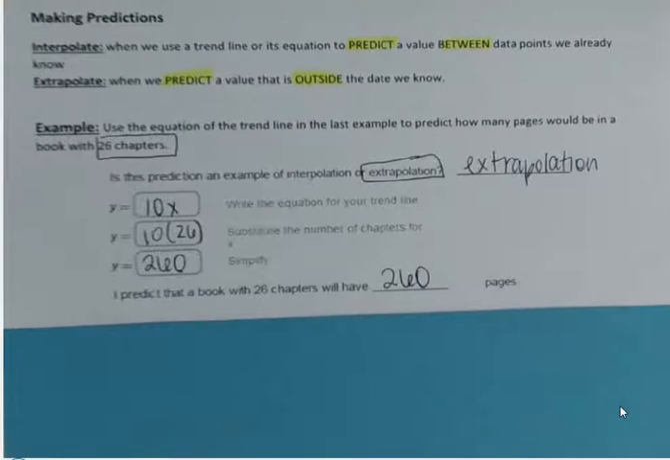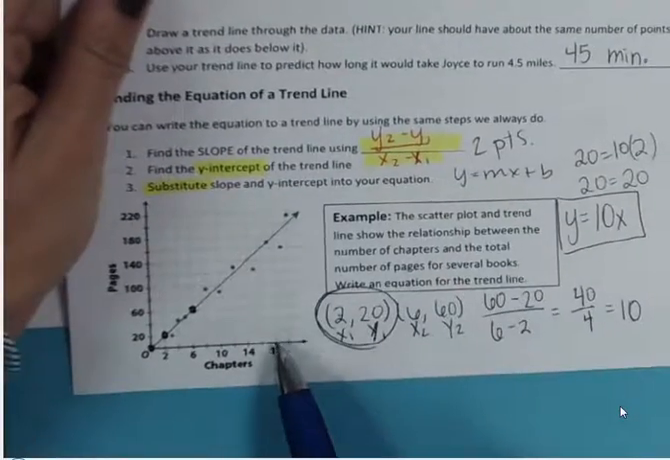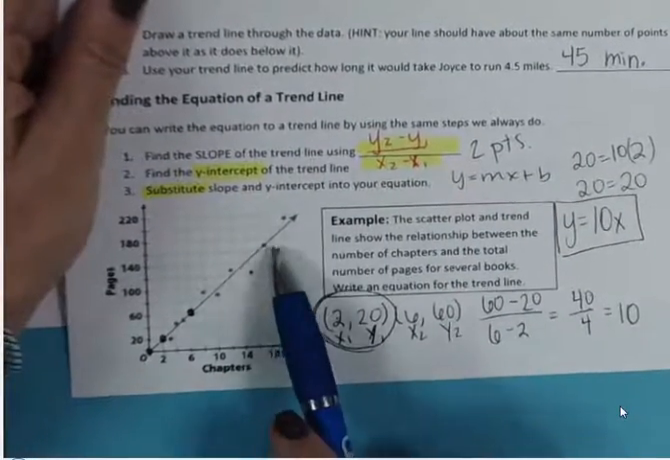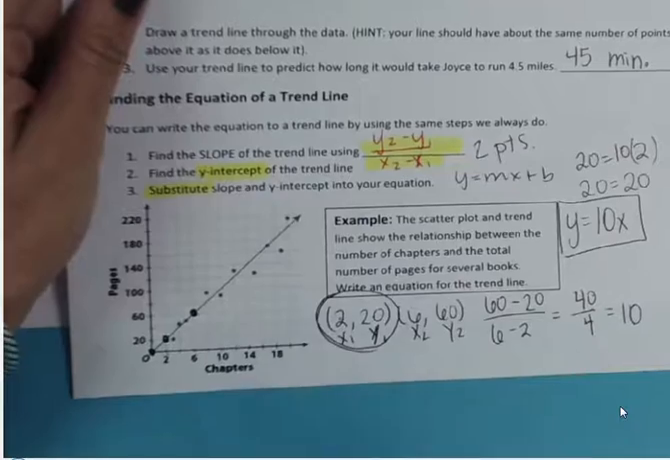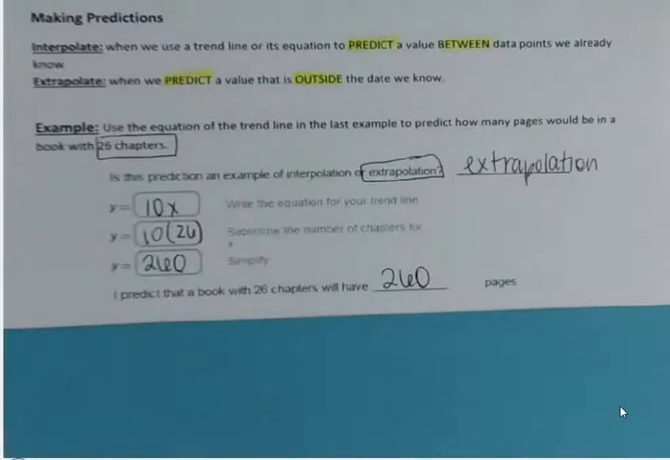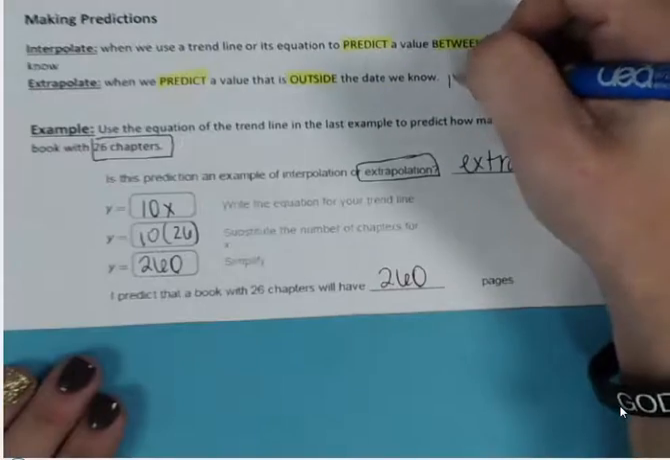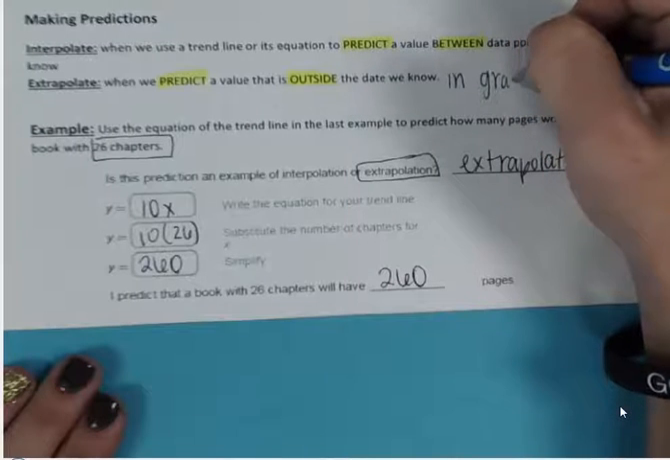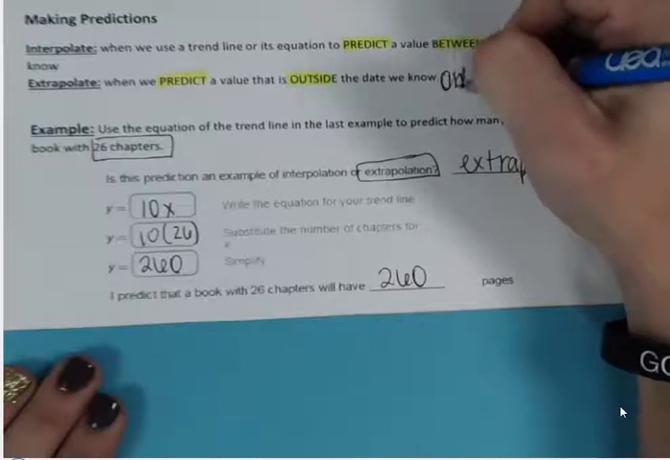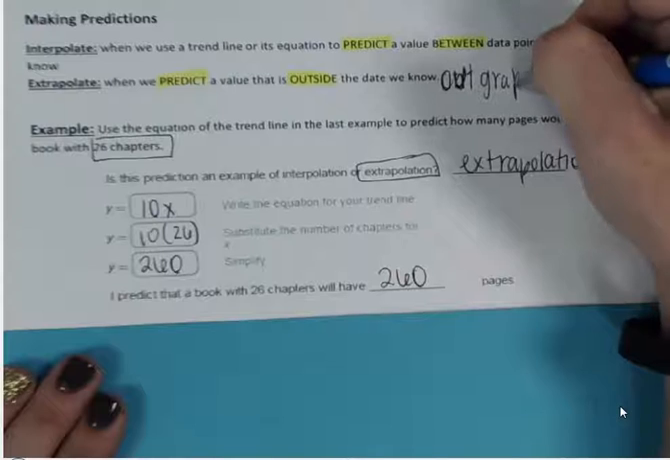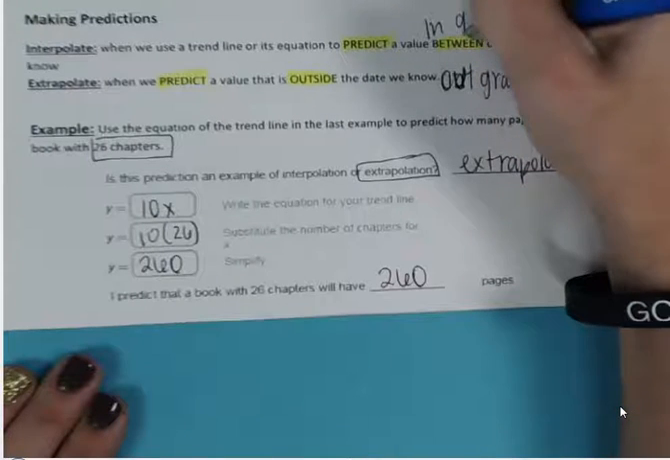Right? Extrapolation because it was outside of the data we knew. If it was 18, it would be interpolation because it's inside the data we already know. Right? Basically, this just means out of graph, and this means in graph.